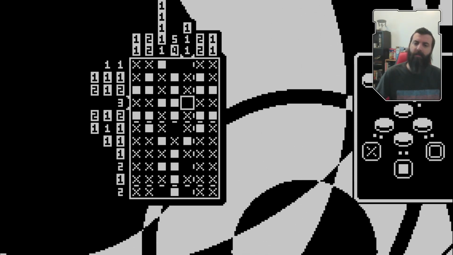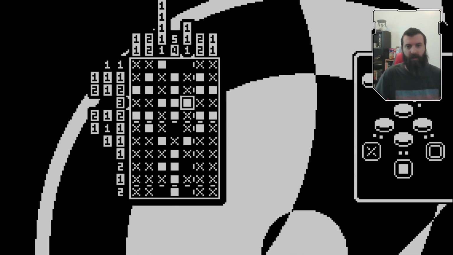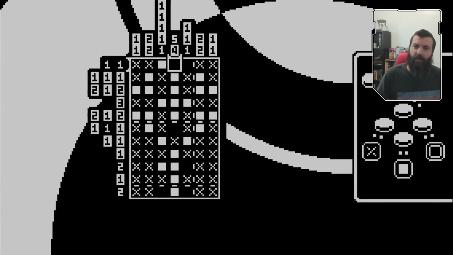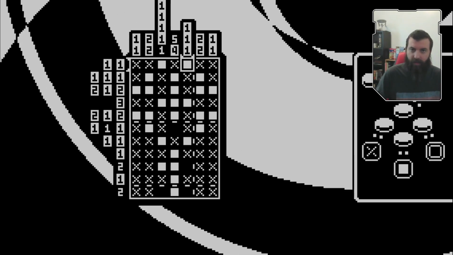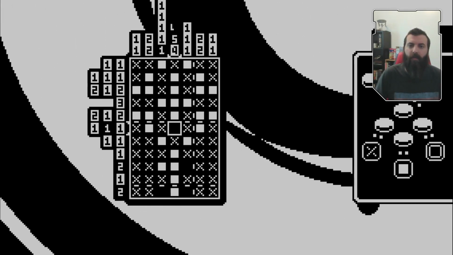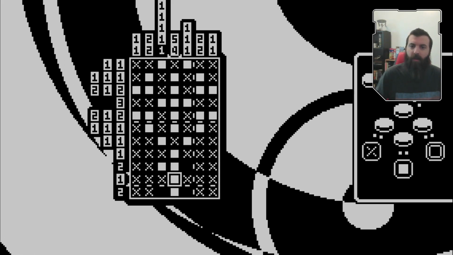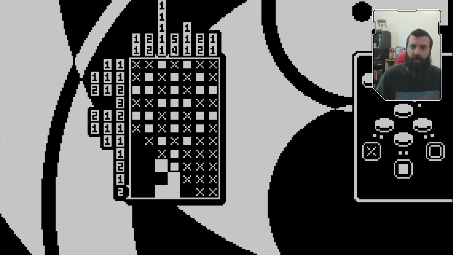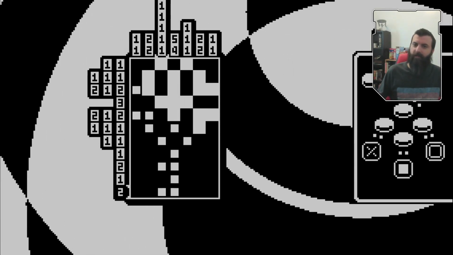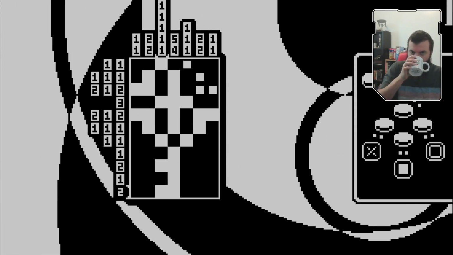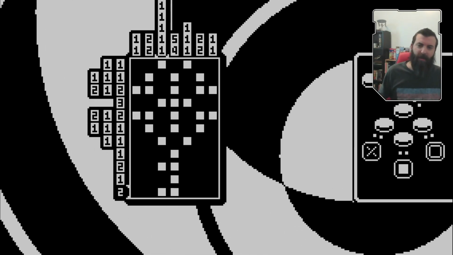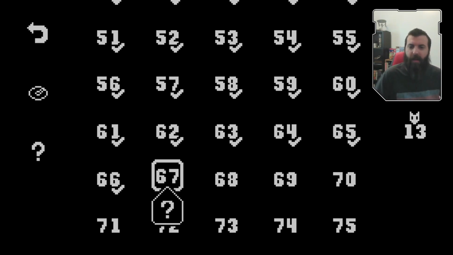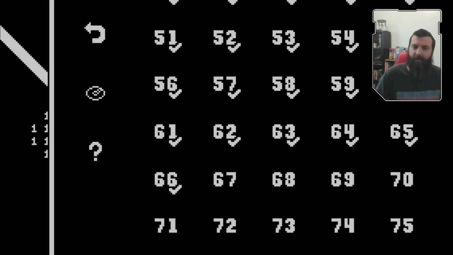Only 1 pixel left open for this horizontal. That's got to go there. Nothing but 1s in this row, so there. Has to go. Vertical 5, so that's got to go there. Vertical 1, there. Done. Star key. That's Nonogram 6. Back onto Nonogram 7.